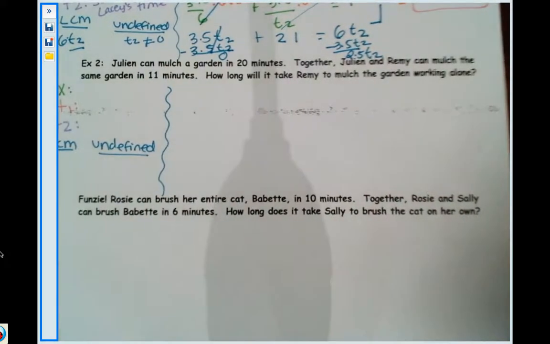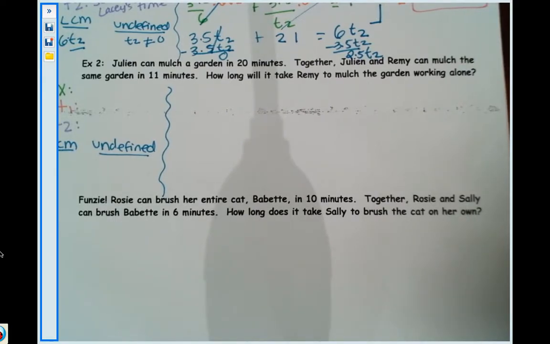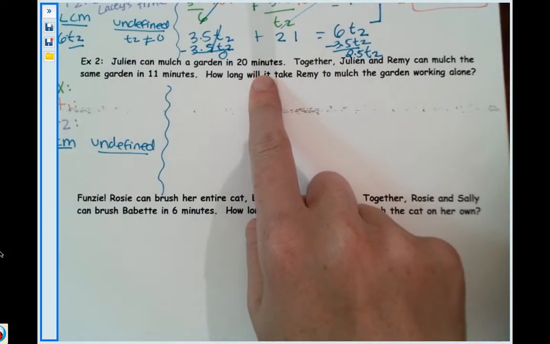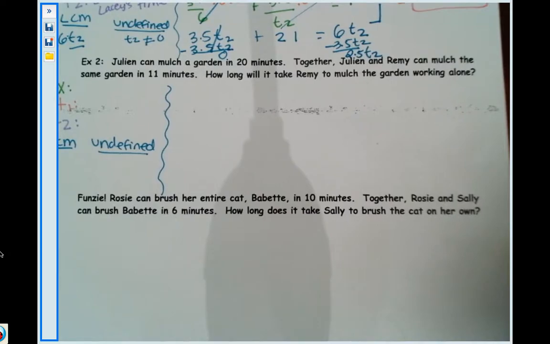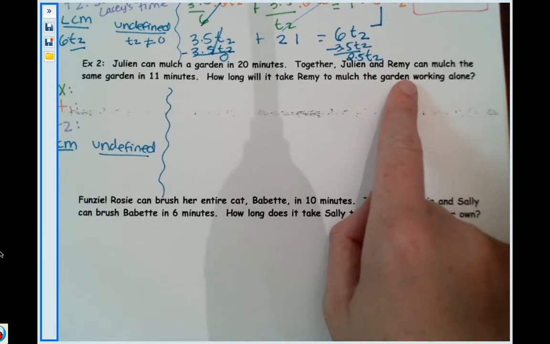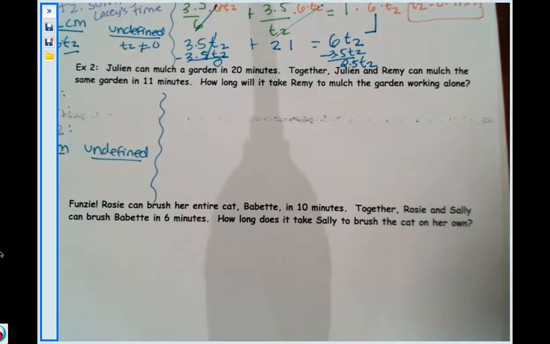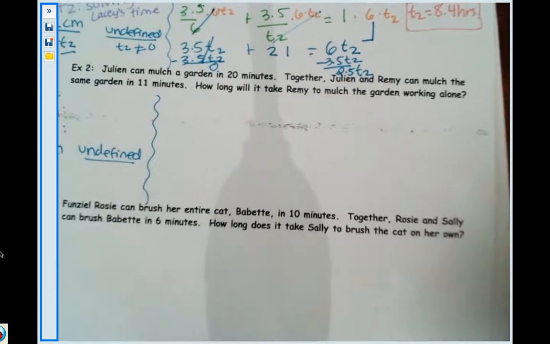Alright, so Julian can mulch a garden in 20 minutes. That's actually really fast to mulch a garden. I don't know if you've ever mulched something, but it takes a while. So that's actually really fast, or it's a super small garden. But anyways, together, Julian and Remy can mulch the same garden in 11 minutes. So together, they do it freakishly fast. How long will it take Remy to mulch the garden working alone?